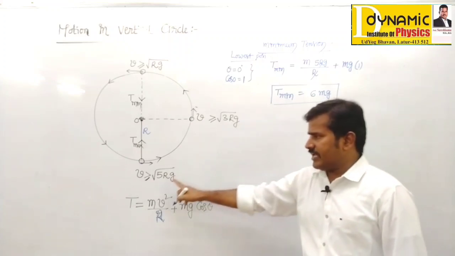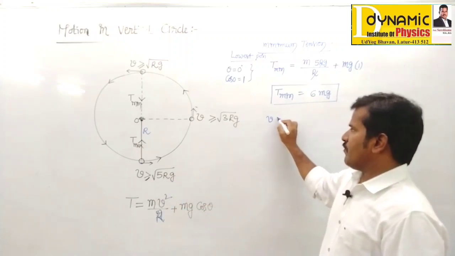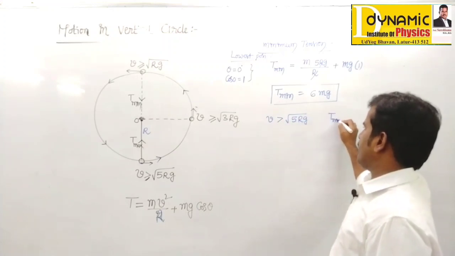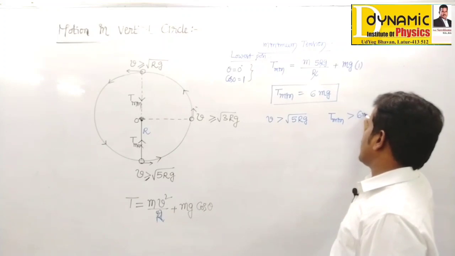If the speed is more than root 5 rg, then the tension becomes more than 6 mg.